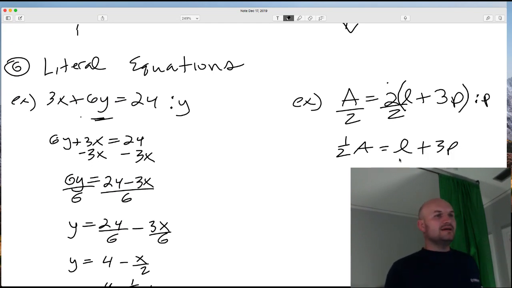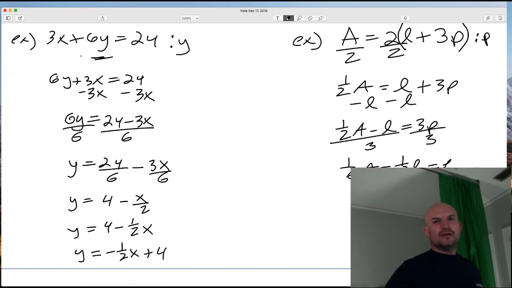Now again, same kind of thing. We need to solve for p, so I'm going to subtract an L. 1/2 a minus L equals 3p. In this case, I will divide by 3. Dividing by 3, again, is the same thing as multiplying by 1/3, right? So therefore, I'm going to have 1/6 a minus 1/3 L equals p, and I'm covering myself up. I do apologize. There we go, now I can see myself. So therefore, you can just write that as p equals 1/6 a minus 1/3 L.